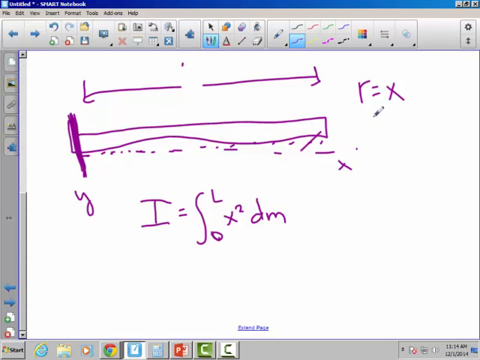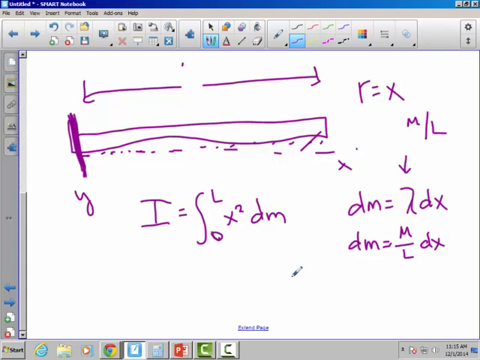And you guys should remember this from before, that dm is equal to lambda dx. We had that conversation before whenever we talked about the center of mass and integrating along the length of something to find the center of mass. So in this case, our lambda is mass per unit length, which is going to be the mass of the stick divided by its total length. So we can say dm is m over L dx.